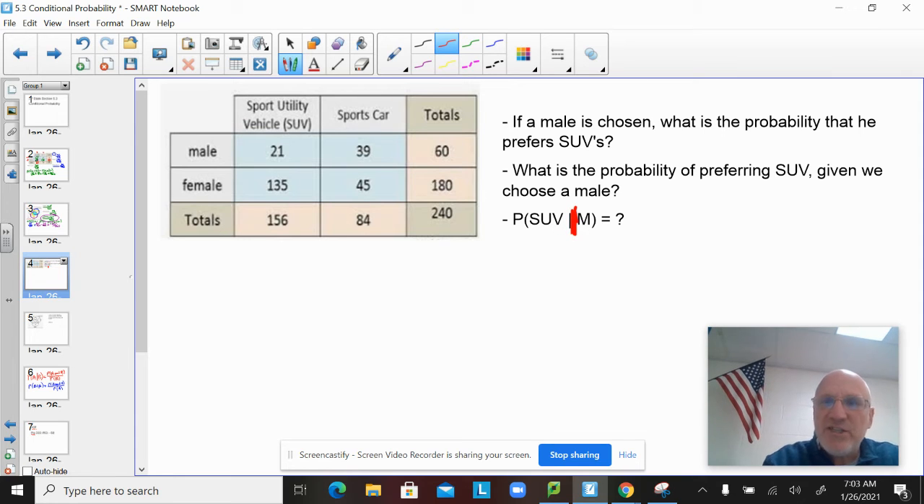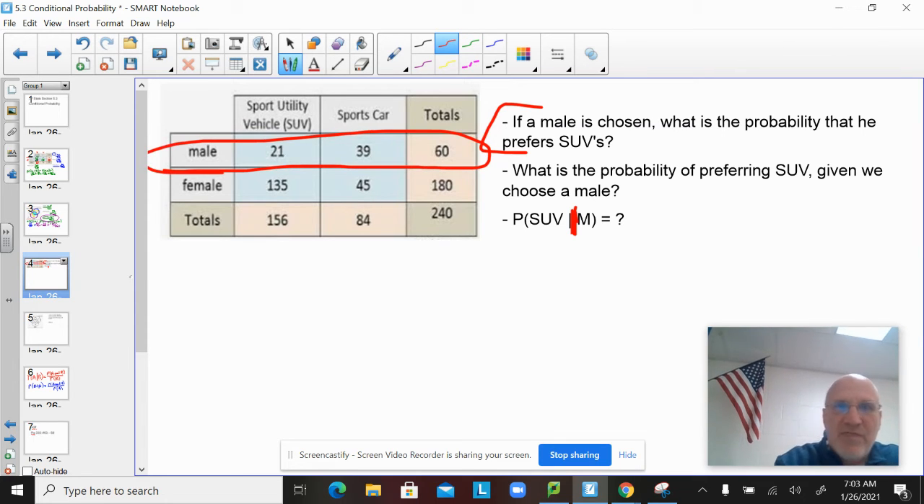What's the probability of SUV given male? That means we already know we chose a male. This first one might be the clearest: if a male is chosen, I would argue that in this particular problem, that row is the only row we're dealing with. If a male is chosen, what's the probability that he prefers SUVs?